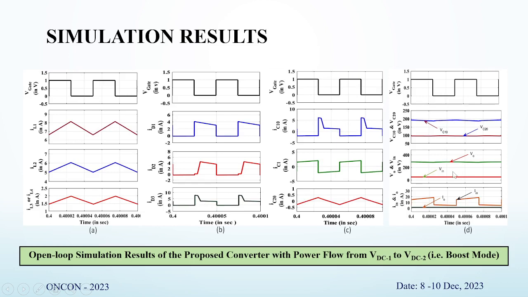Here it can be observed that the converter can achieve the desired output voltage, which is more than 200 volt, I mean 300 volt. Input is just 48 volt, and this is the input current and output current.